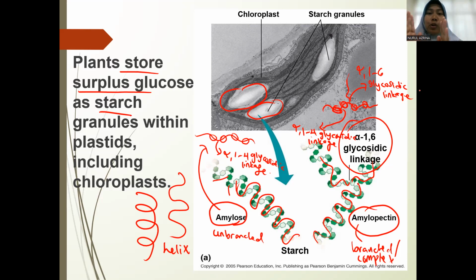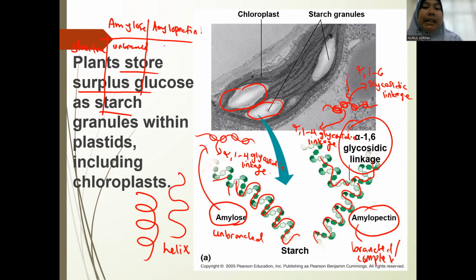Amylose and amylopectin. Alright? So to be easy, you make your own table here and put the comparison between amylose and amylopectin. In terms of apa tadi? Satu, in terms of structure. Amylose structure dia macam mana? Unbranched. Okay. Amylopectin macam mana structure dia? Branch.